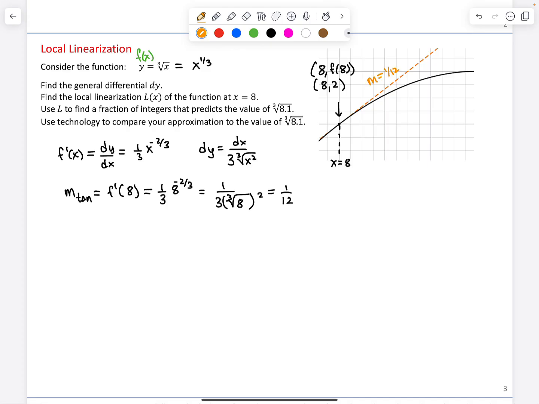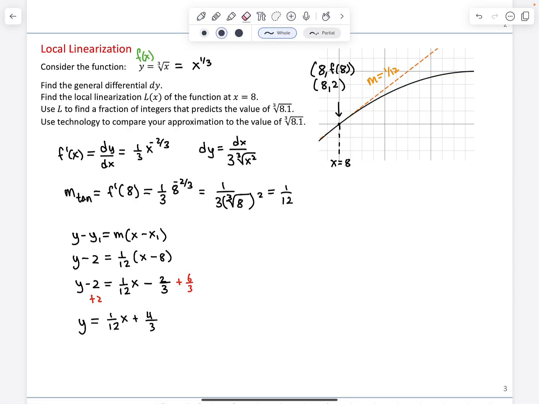We know the point it's passing through, (8, 2), so we can construct the equation of the tangent line. Using point-slope form, we do y minus the y-coordinate, so y minus 2 is equal to the slope of 1/12 times x minus the x-coordinate, which is 8. That gives me y minus 2 is equal to 1/12 of x minus 8/12, which simplifies to 2/3. And now we're going to add 2 to both sides. And of course, adding 2 to negative 2/3, I would need a common denominator and change that to 6/3. So negative 2/3 plus 6/3 is positive 4/3. This is our local linearization, and we'll make it complete by changing y to L of x using function notation. This is the equation of our orange line in this image.